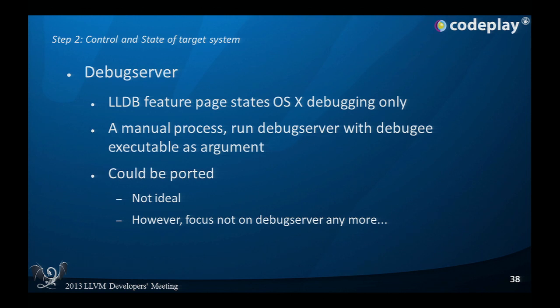Debug server, the feature page for it states OS X debugging only. It's a manual process. You open a shell to your device, you start up debug server with a port to use and an executable to debug, and it waits for LLDB to connect to it. It could be ported. We have ported it before to another target. It's not ideal. You do not want to be doing this.